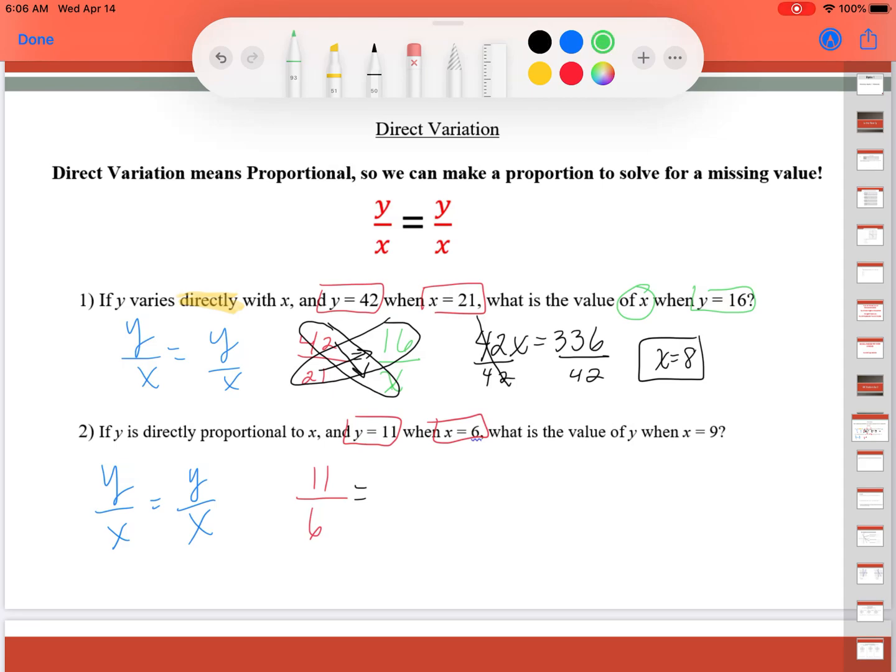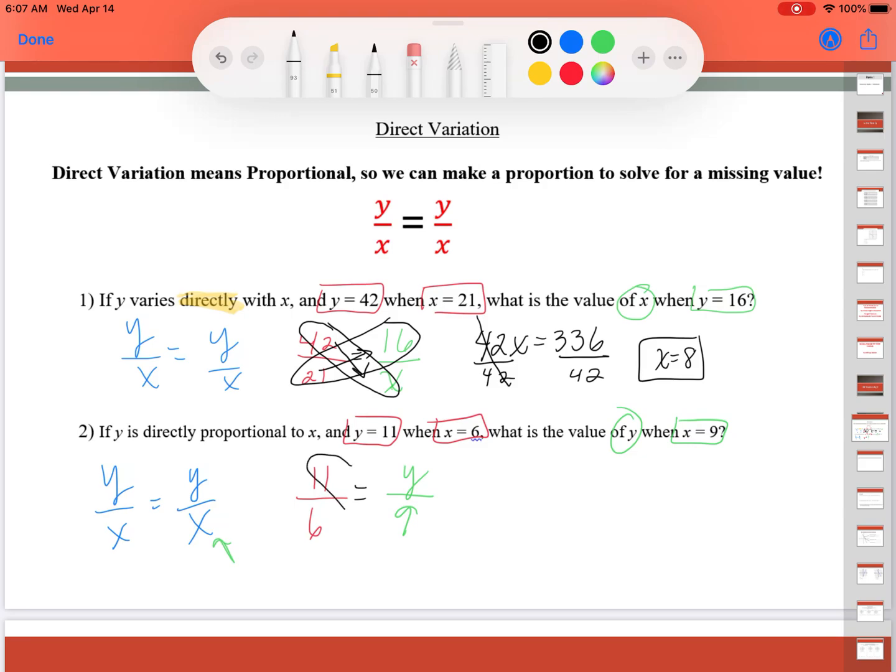Now in this one, they're giving you the other x value. The x goes on the bottom, so I'm going to put the 9 on the bottom. Y's go on the top, x's go on the bottom. What is the value of y? So I put a letter y right here.